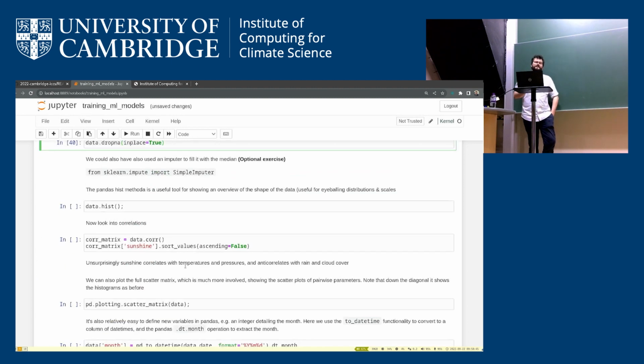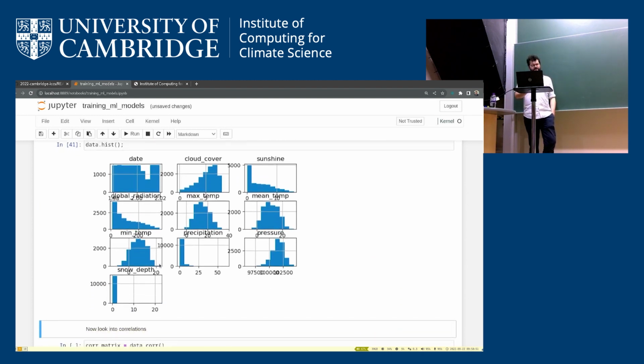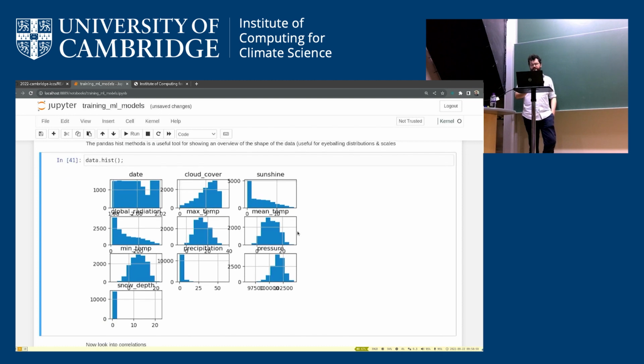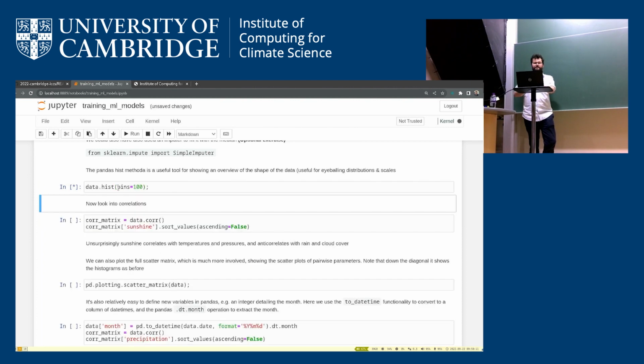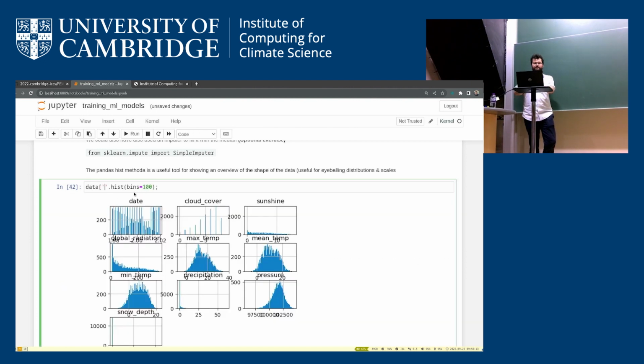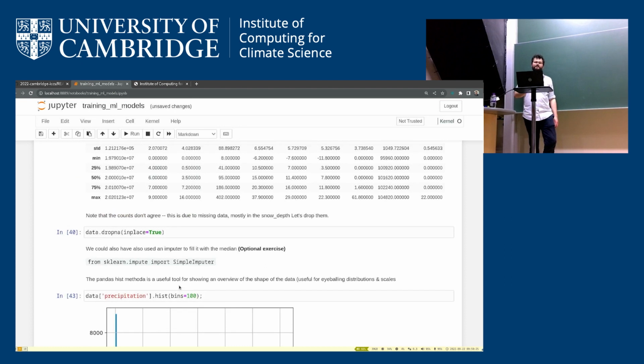So, the Pandas hist method is quite useful. Just about readable here with this number of variables. You can see here you've got the date, which runs from various things. But it's quite a powerful tool for quickly giving a feel for these things. The interesting thing for sunshine and precipitation is that zero clearly features relatively heavily in these data sets. So this is what the precipitation bin looks like. Zero features fairly heavily, and it must be positive as well, which is also worth knowing.